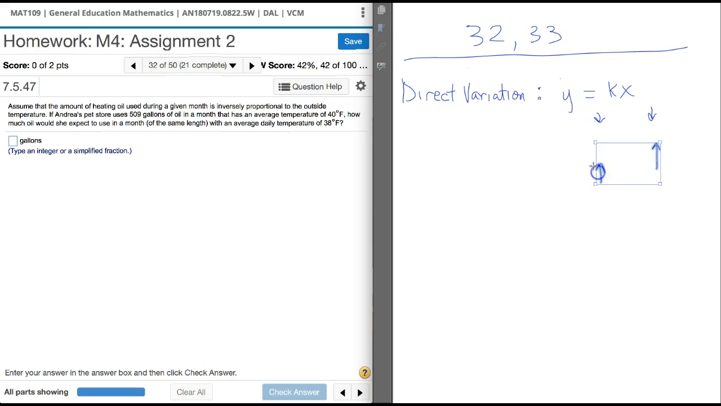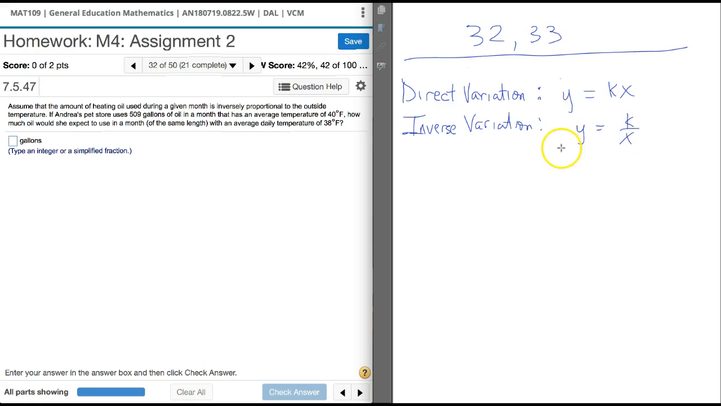Now, another type of variation that we have is called inverse variation, or it's inversely proportional. So we have inverse variation here. And this is y is equal to k divided by x. And so the reason why this is the way that it is, of course, this constant here is going to be the same. But here we're saying y varies inversely as x.